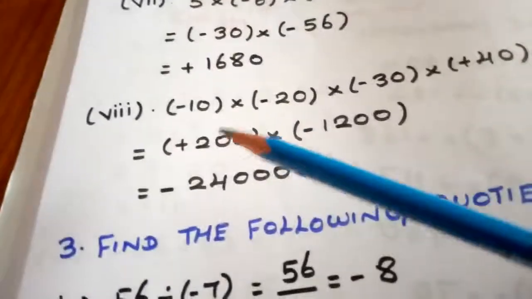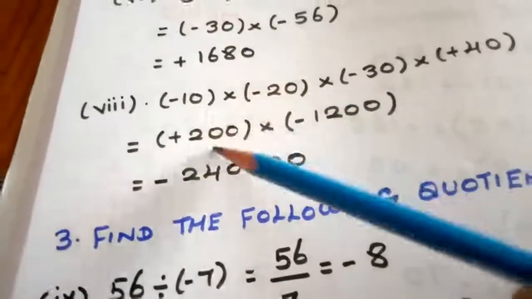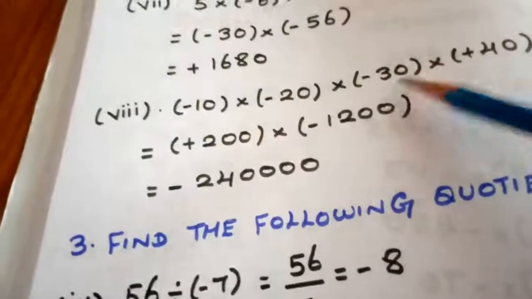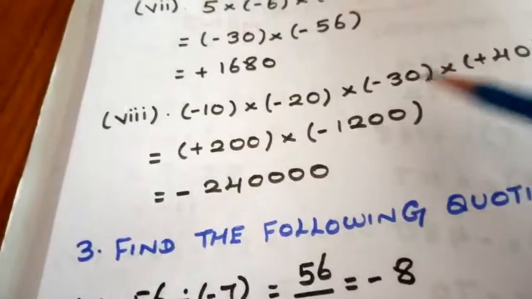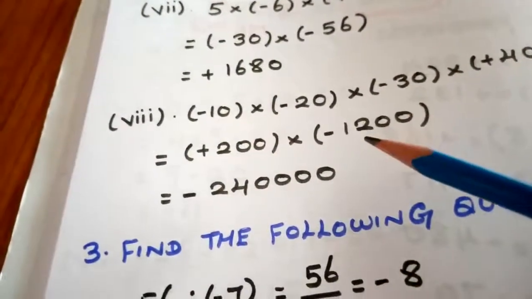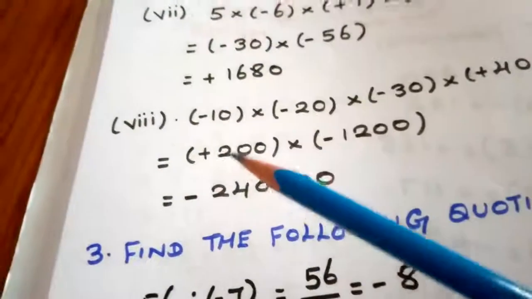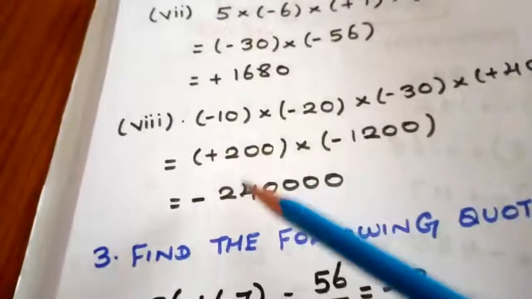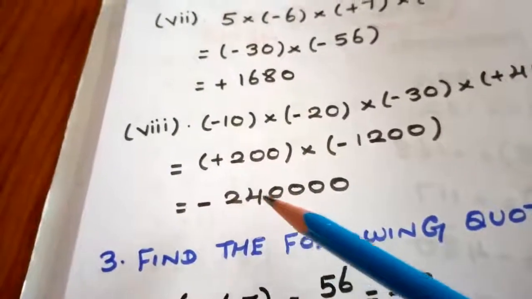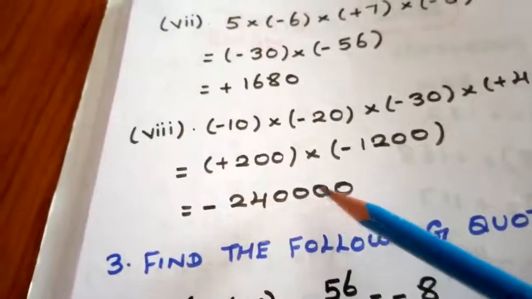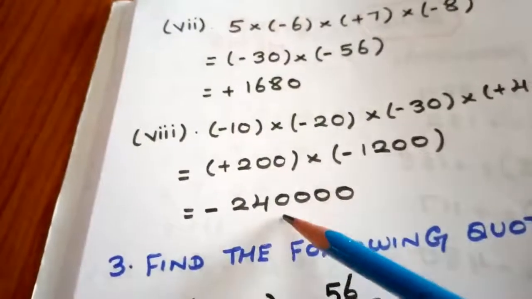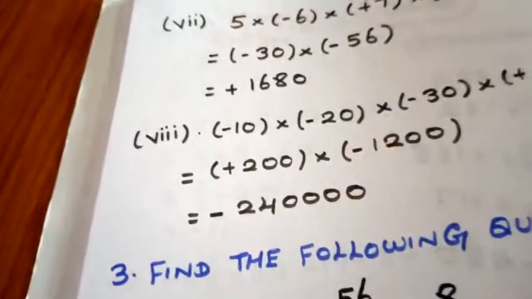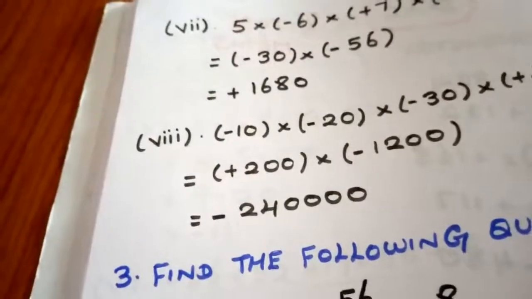Same way, coming to this sum, minus into minus plus 10 into 20, you are going to get the value as 200. Minus into plus minus 30 into 40, you are going to get the value as 1200. Again plus into minus minus 12 into 2, you are going to get the value as 240000, that is 2,40,000. So this is a way of calculating. If you have more than 4 values also, you can do the calculation in this way.